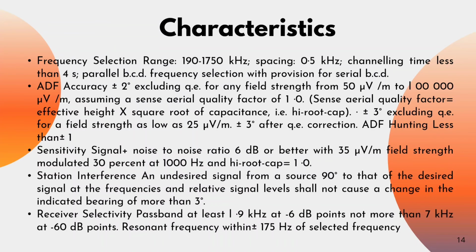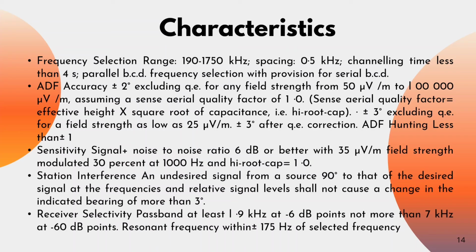Characteristics. Frequency selection range 190 to 1750 kHz, spacing 0.5 kHz, channeling time less than 4 seconds, parallel BCD frequency selection with a provision for serial BCD. ADF accuracy plus or minus 2 degrees, excluding QE, for any field strength from 50 microvolts to 1 lakh microvolts per meter, assuming a sense aerial quality factor of 1.0.